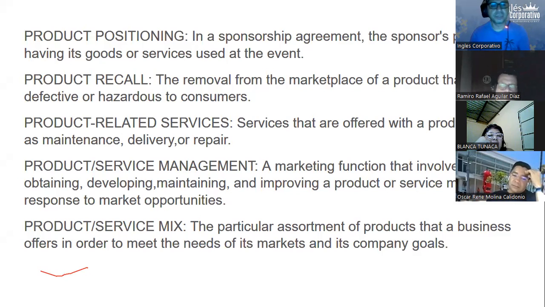Good. Okay, who wants to read? Let me check if there is a question here. No, I don't think so. Okay, product service mix. This is the same, but we can practice by reading. So who wants to read that one again?